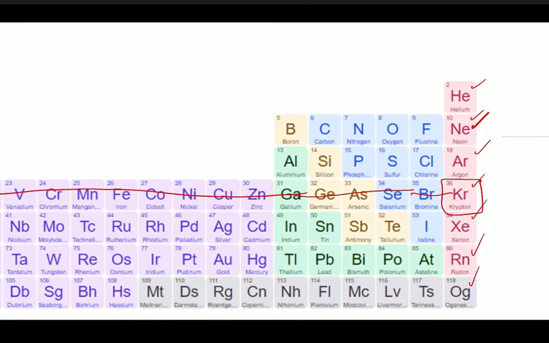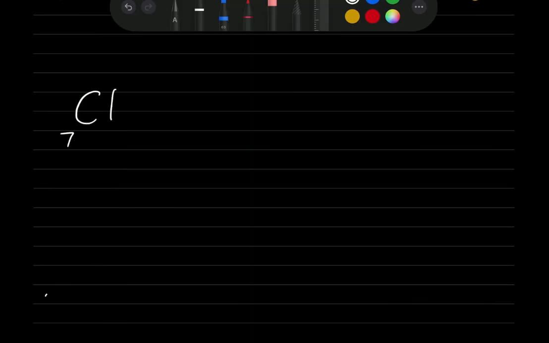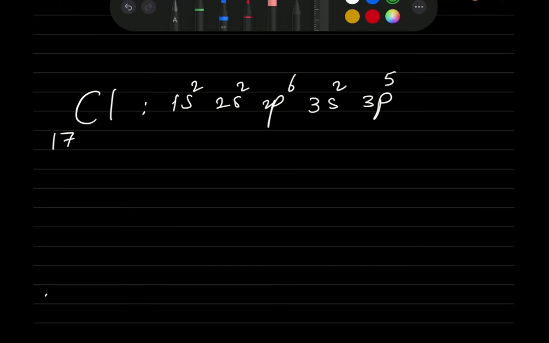Let's go to chlorine. It contains 17 electrons. We can put them this way: 1s2, 2s2, 2p6, and then 3s2, 3p5. First of all, this is the electronic distribution. We have 1s, which is shell number 1, 2s and 2p, these are in the second shell, and these are in the third shell.